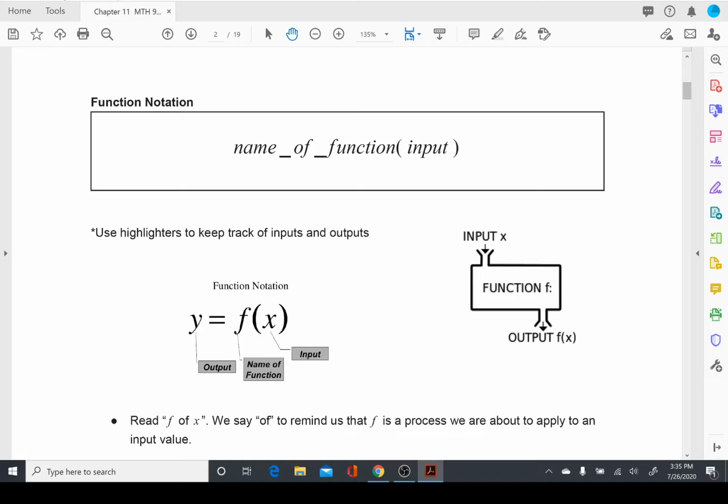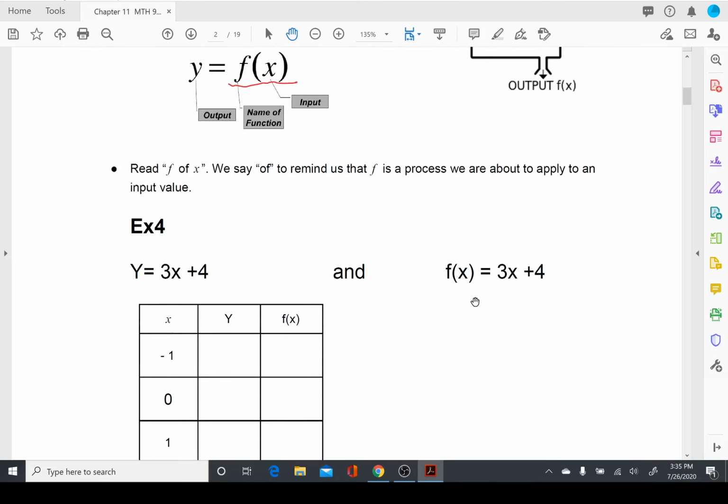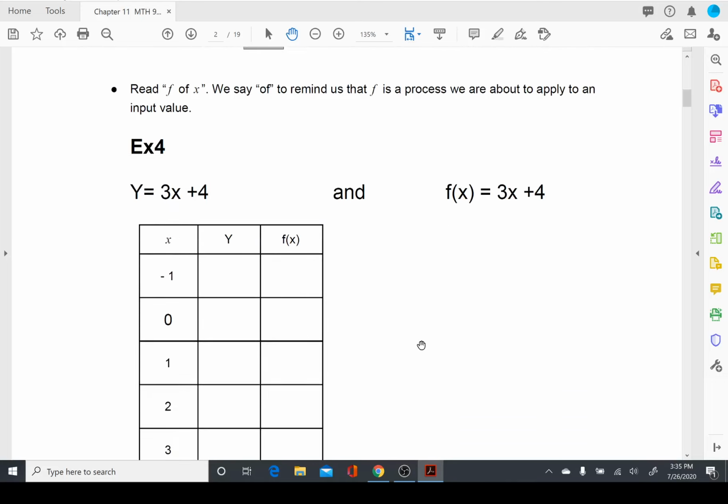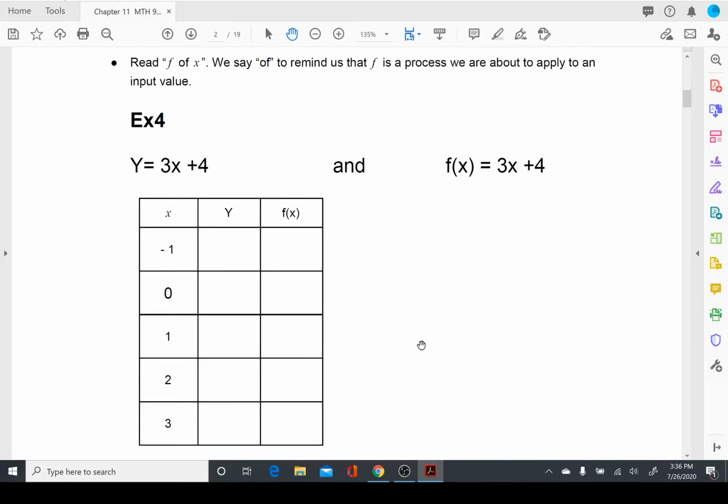So in the example below, they're saying f is its name, and you would have your x in parentheses, the variable that you're going to be using. And the way that this is pronounced, this f parentheses x, is f of x. And we say of to remind us that f is a process that we're about to apply to an input value. For instance, I'm going to compare maybe a place where you're more comfortable, where you would have y equals 3x plus 4. And so we could fill out an in-out chart for this, hopefully.